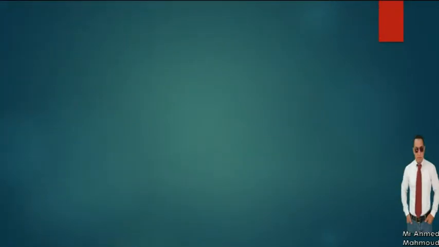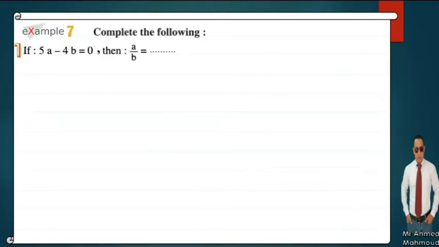Example 7. Number 1, 5a minus 4b equals 0, then a over b equals what? Okay, first I will send 4b there, then 5a equals 4b. Okay, a over b equals 4 over 5.